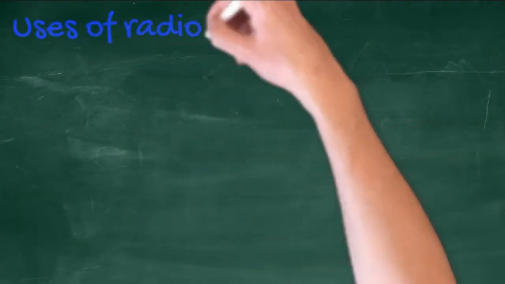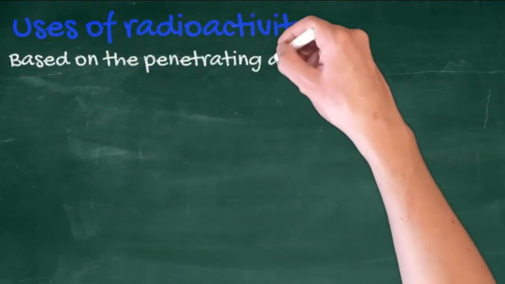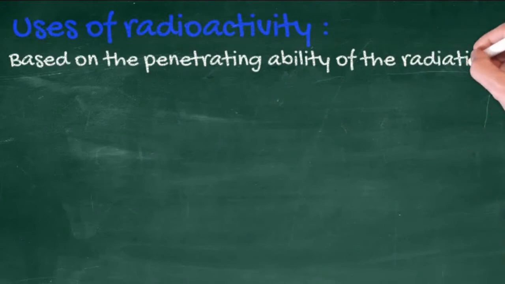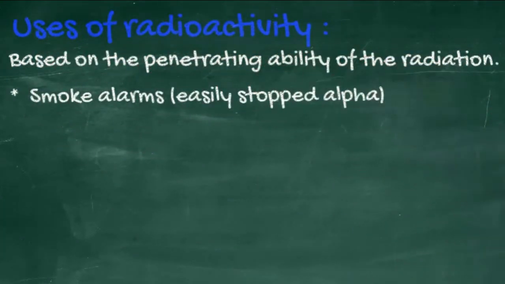Looking now at the uses of radioactivity, which are almost entirely based on the penetrating ability of the ionising radiation. First of all, smoke alarm. Alpha particles are easily stopped, and it's the stopping of the particles that sets off the alarm.